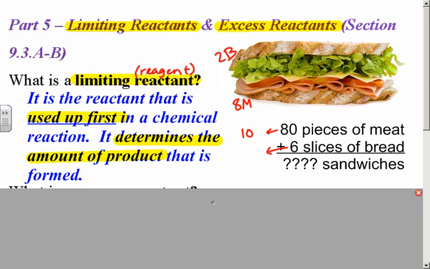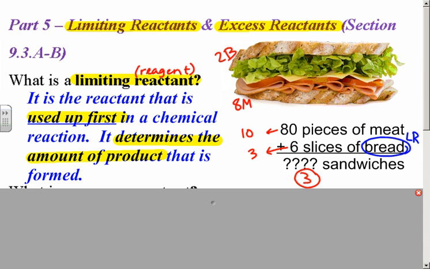From my 6 slices of bread, how many sandwiches could I make? I could make 3 because each sandwich requires 2 slices of bread. How many sandwiches can I actually make using the meat and the bread before somebody runs out? Well, I've got enough meat to make 10 sandwiches, but only enough bread to make 3. The answer would be that I could make 3 sandwiches out of these materials. I'm going to have something left over, right? The bread, in this case, is the thing I had less of, the thing that ran out first. That means that the bread would be my limiting reactant.